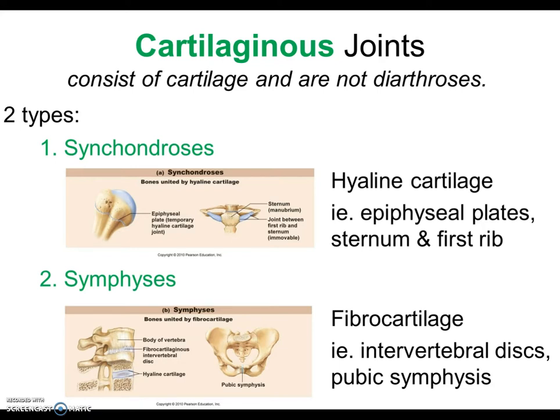Another example is the pubic symphysis. The pubic symphysis, you'll recall, joins your two hip bones together at the front. And remember, when we talked about the pubic symphysis, it's slightly movable. You can't move it a lot, but it's slightly movable. For example, for women, when they go through childbirth, the pubic symphysis can move slightly.